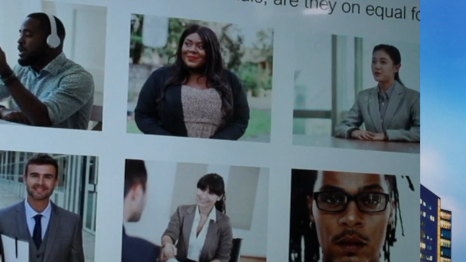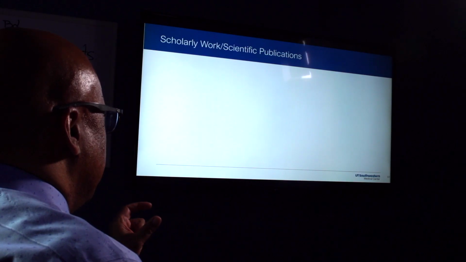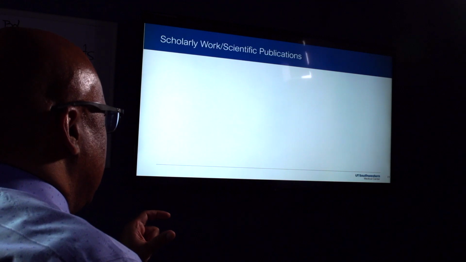So now I show you these pictures again and ask you the same question. If all of these people have identical credentials, do they have an equal chance at getting into a residency program? The evidence tells us that they do not. And that is not because the faculty reviewing these applications are quote unquote bad people. It's because they are human and they have biases that are unconscious, outside of their awareness, outside of their intentional control. How does bias work in scholarly and scientific publications?